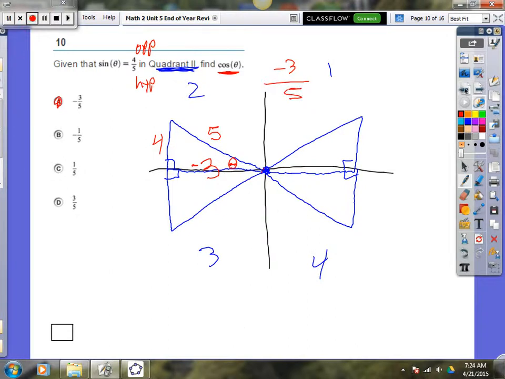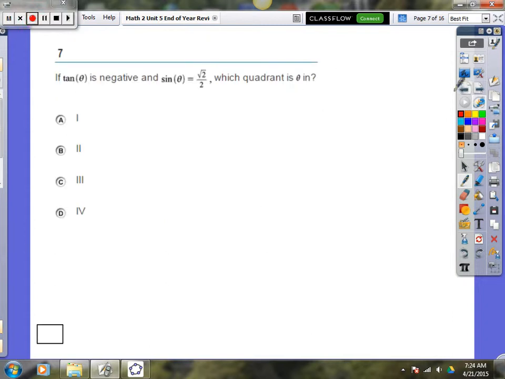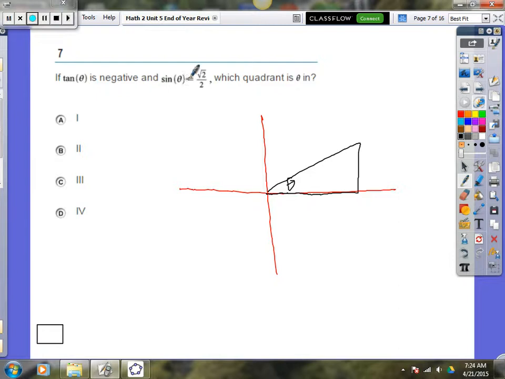Okay, now let's go back and look at 7. They're telling you that the tangent is negative, and the sine is square root of 2 over 2. Alright, so let's look at this guy right here. If I started off in quadrant 1, which is where we've done all of our trig, here's theta right here. So the sine is opposite, square root of 2, over the hypotenuse, that's 2.